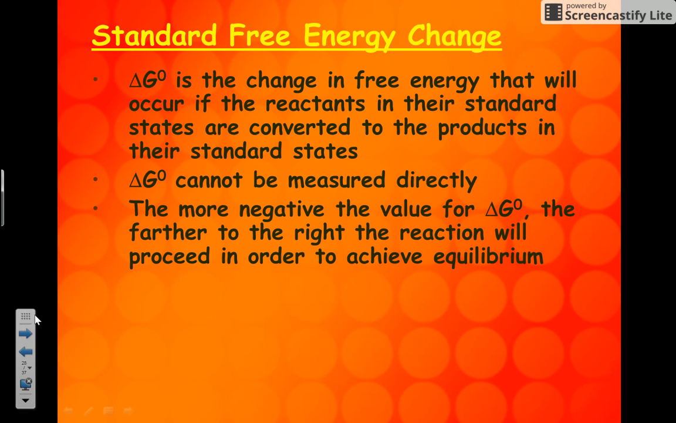The more negative the value for delta G, the farther to the right the reaction will proceed in order to achieve equilibrium. As we just finished up with equilibrium, remember if it lies farther to the right, that's towards the products. So the more negative delta G is, the more likely it is to be favoring your products.